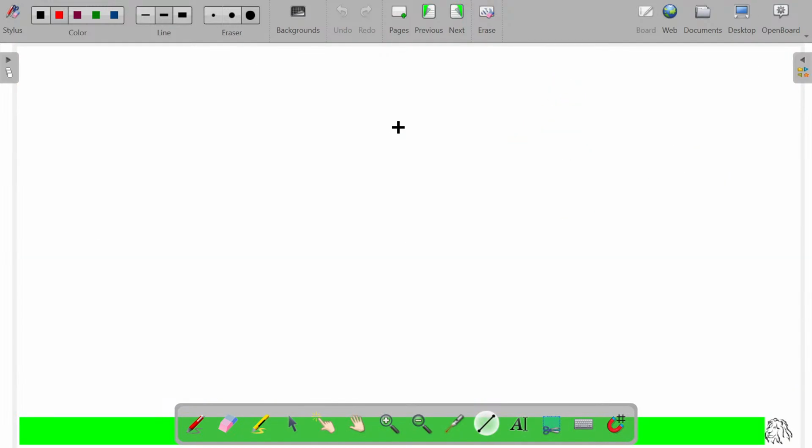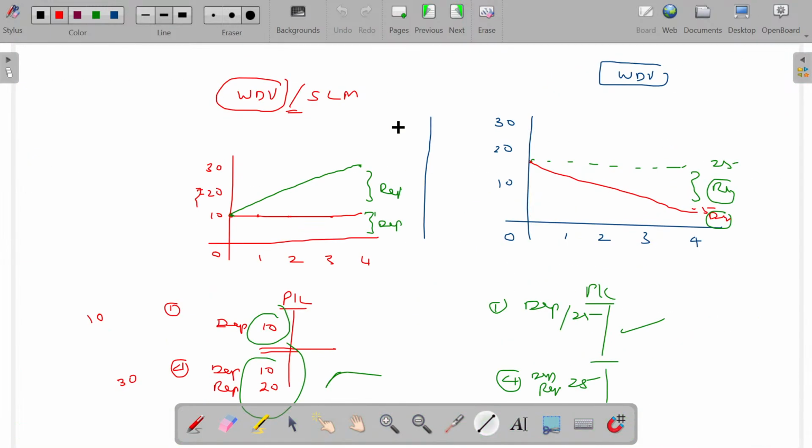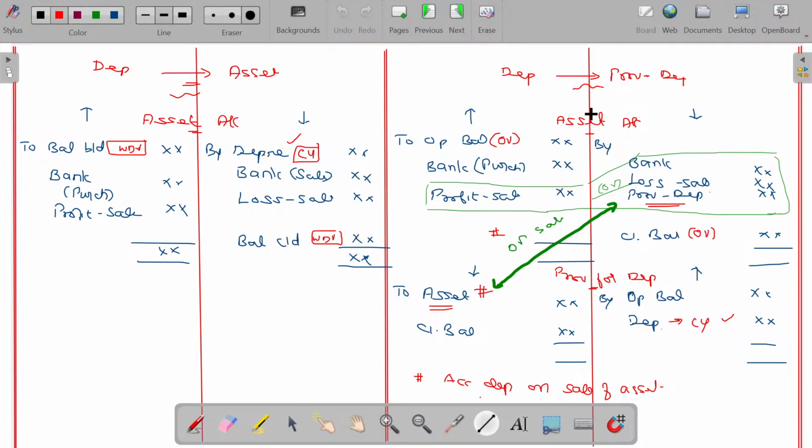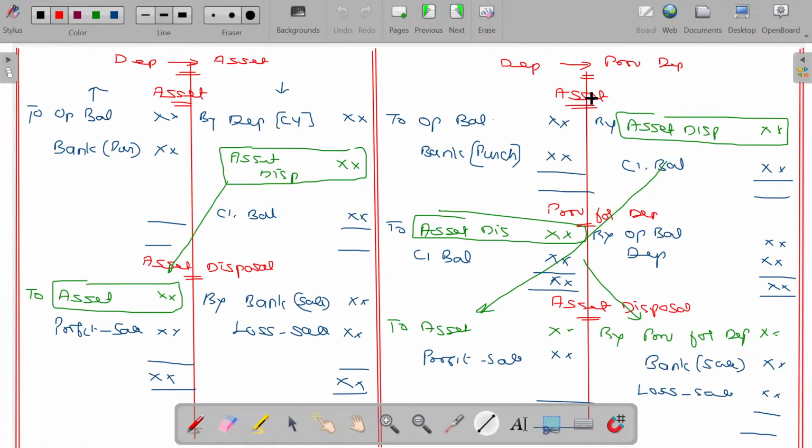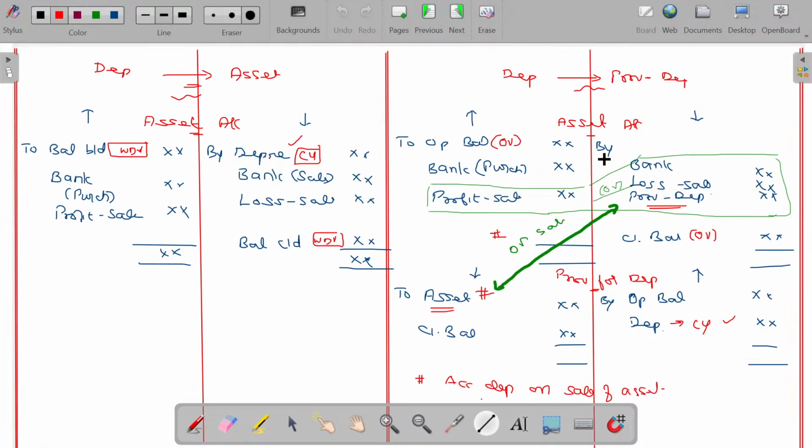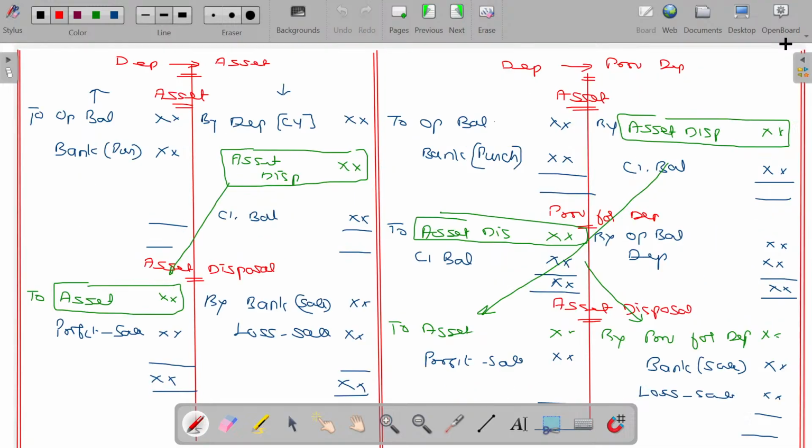In case of asset account along with the provision, this is the format. Asset account as well as provision for depreciation account. You just mug up this format. First understand and then learn it by heart. Understanding will give you the clarity over this. Mugging up makes you solve the illustration faster. Both you need for the professional exams.